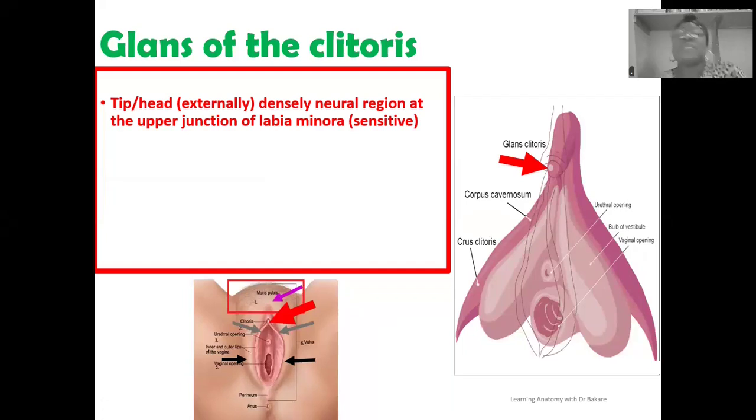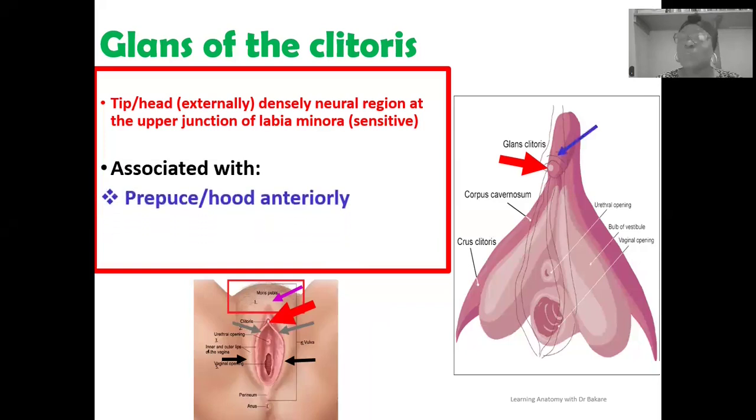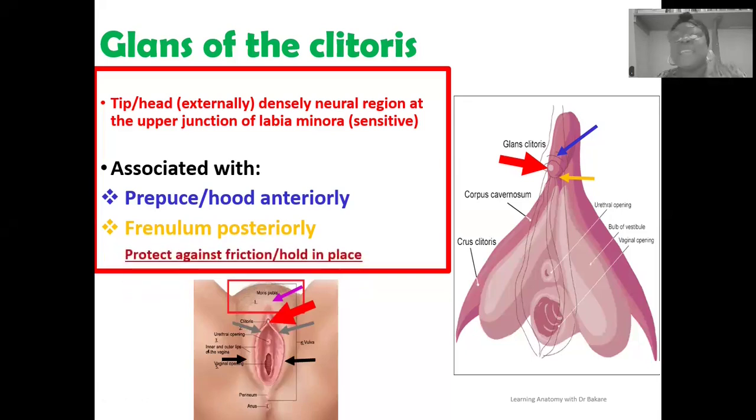It is also important to add that the glans clitoris is associated with some structures. So it is related anteriorly to the prepuce or the hood. If you look at this image by the side, this is where we have the prepuce here, arrowed in blue. The prepuce is a fold of skin that is seen in the anterior part. And if you go more posteriorly behind the glans clitoris, you have the frenulum. And this is the frenulum here, arrowed in yellow. So you have folds in the anterior and the posterior region of the glans of the clitoris. And these structures basically help hold the clitoris in place and also prevent friction.